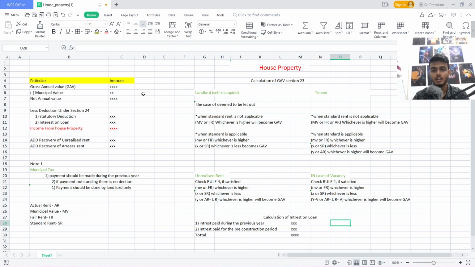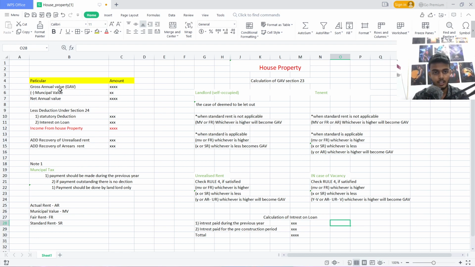212111731. In this CIA, I will be covering the topic house property. Moving forward with the CIA, first of all, let me discuss the format of house property. I've created a format here.